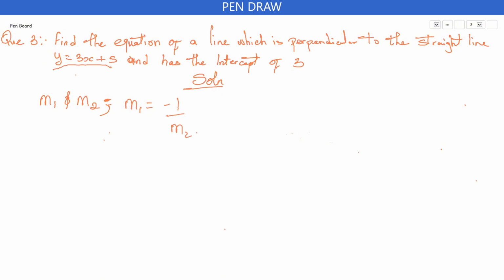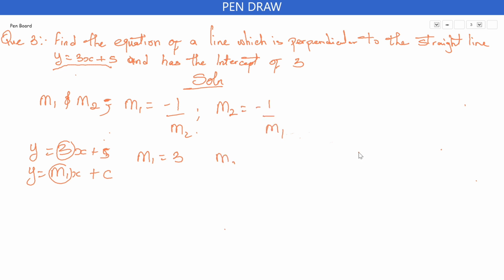So we have the first line to be y is equal to 3x plus 5. Let's say this is the one having the slope of m1. So don't forget the equation of a line is m1x plus c. Our m1 here will be equal to 3. So automatically our m2 is also the negative inverse of m1. So I can say my m2 will be equal to minus 1 over 3. That is the slope for the next line that is perpendicular to the other line.